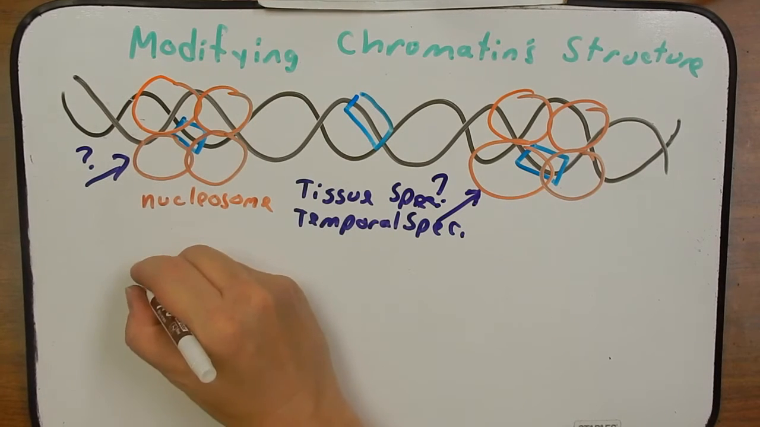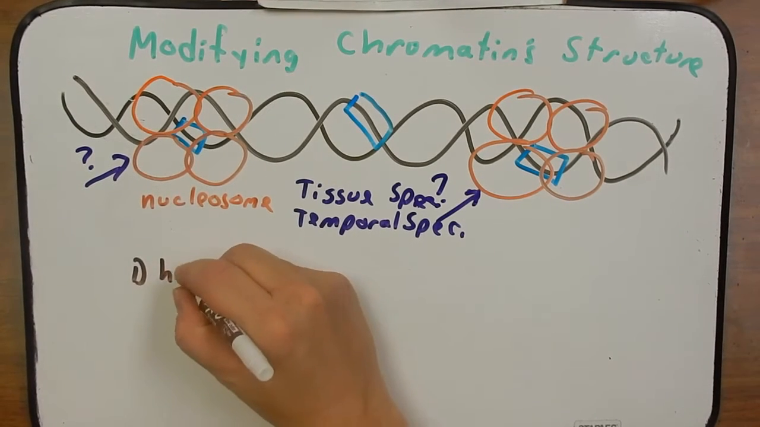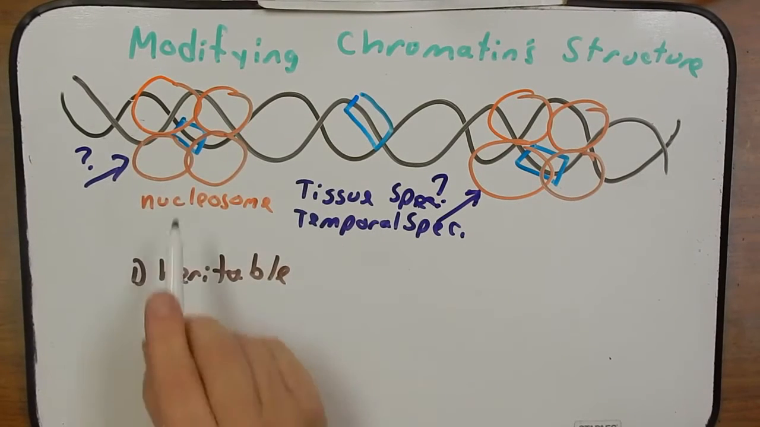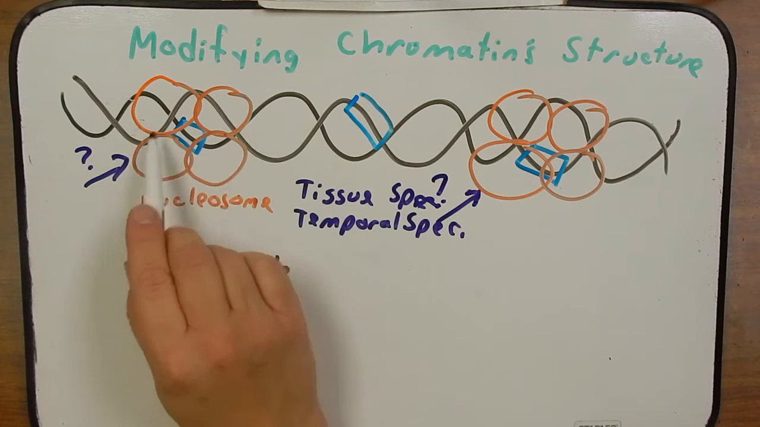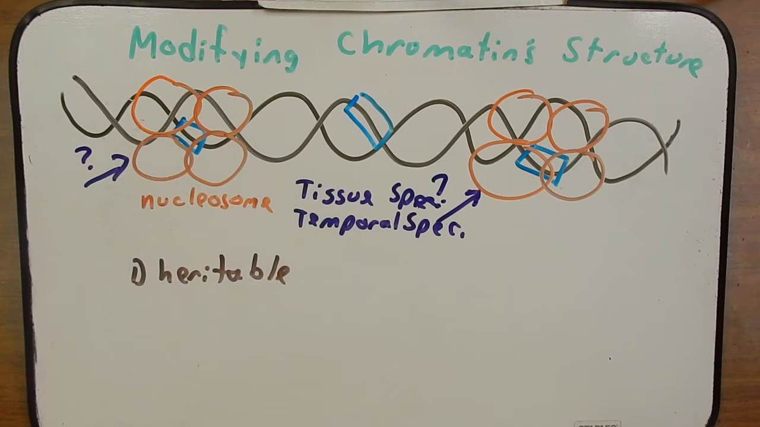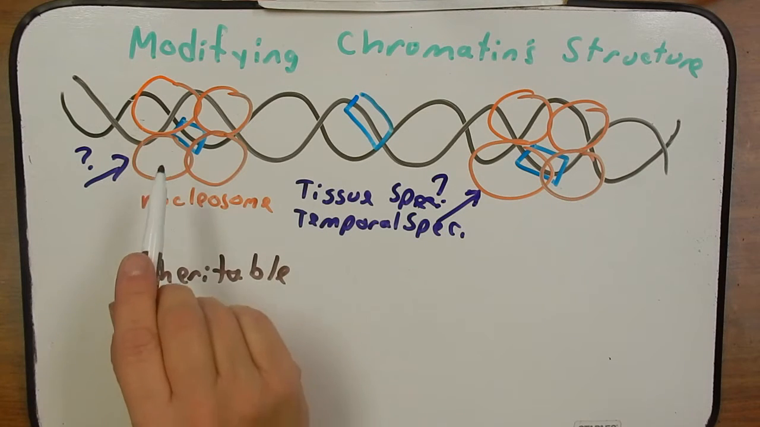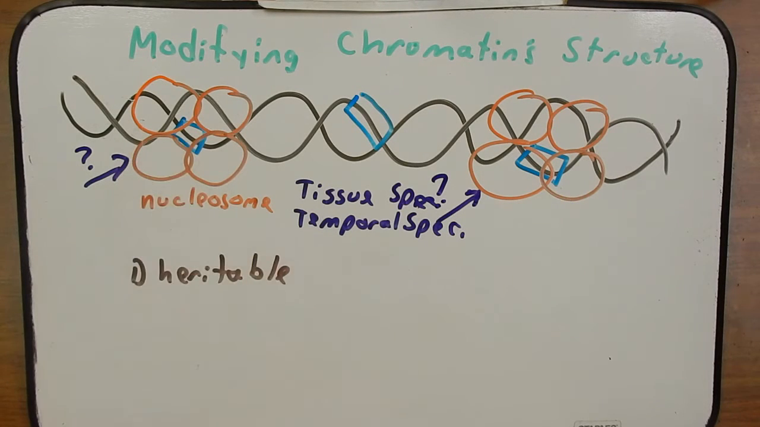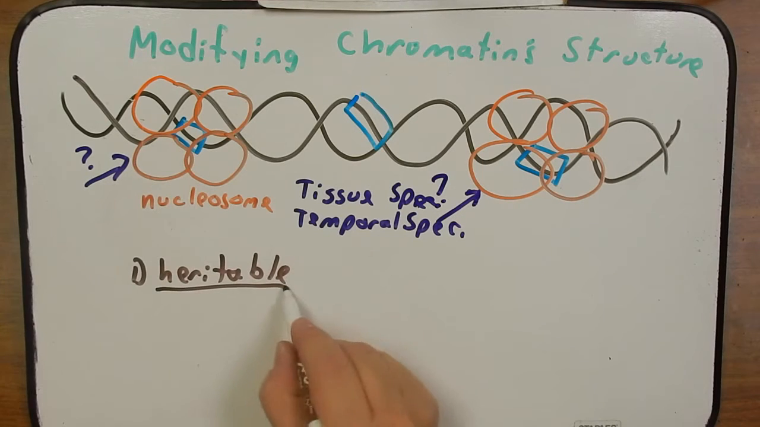These nucleosomes must be heritable. For instance, if this gene is needed during embryonic development, but not as an adult, we want that gene to be permanently turned off in all the cells of an adult. So every time an adult cell divides, this nucleosome structure around that gene, as well as some other structures in this area, need to be maintained. So it has to be heritable.